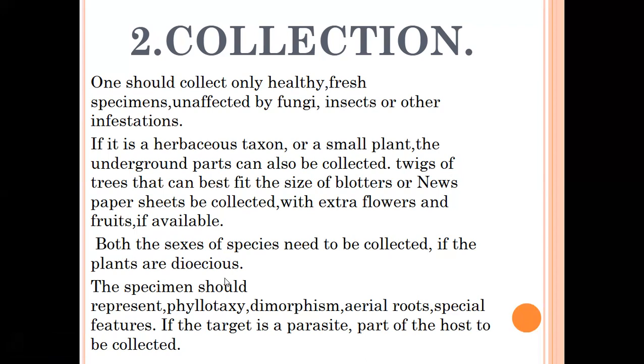Dioecious means the male plants produce male sexual organs. If the female plants produce female sexual organs, at that time we collect the two sexual organs separately from the dioecious plants. Both sexes of species need to be collected in dioecious plants. The specimen should represent phyllotaxy, dimorphism, aerial roots, special features. If the target is a parasite, part of the host to be collected.